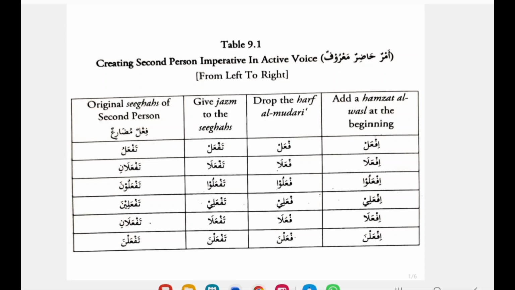And finally, you have the sigha of jama muannas hadir, taf'alna. And as I told you before, this word is an exception to the rule of dropping a noon, so you're not going to drop the noon. You're going to let it remain as it is. So taf'alna is going to remain as taf'alna. So that's the first step: give jazm to the sighas.